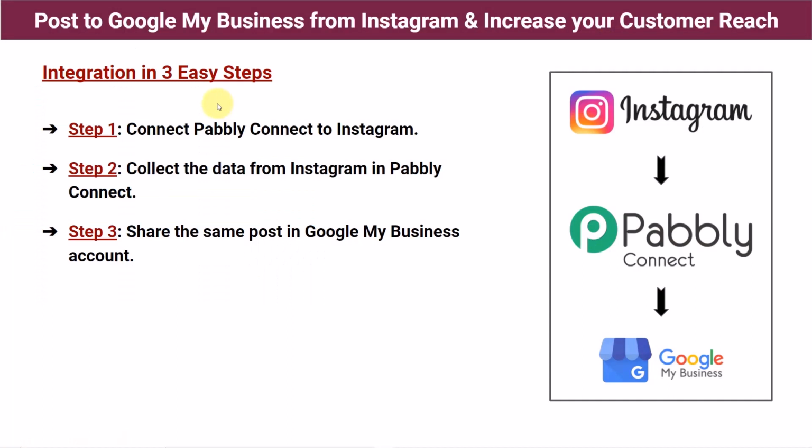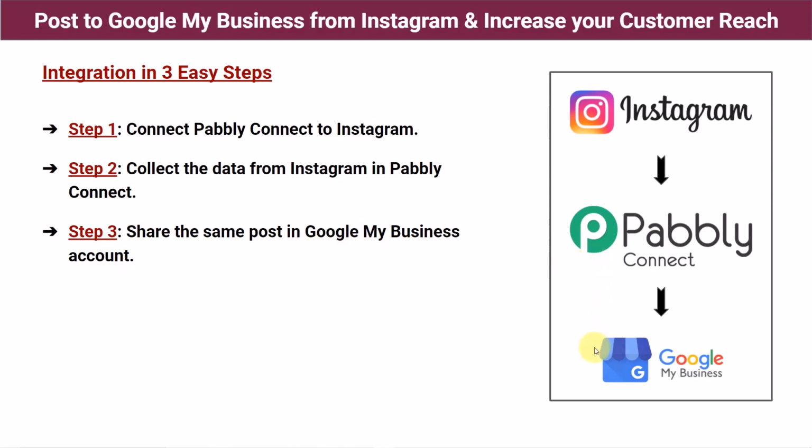Okay guys, before we start with the process, let me tell you 3 easy steps of integration, as you can see on my screen. Step number 1 says connect Pabbly Connect to Instagram. So first we will log in to our Pabbly Connect account. Then we will integrate our first application, which is Instagram for Business, with Pabbly Connect. Now step number 2 says collect the data from Instagram into Pabbly Connect. We have recently shared a post in our Instagram account, and I want the details of that post to be transferred into Pabbly Connect.